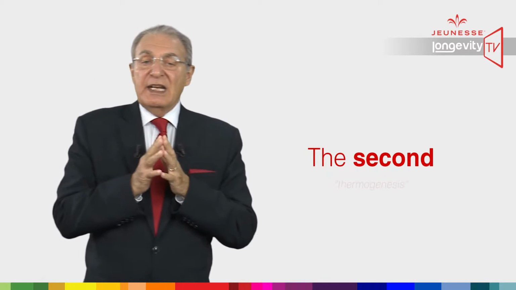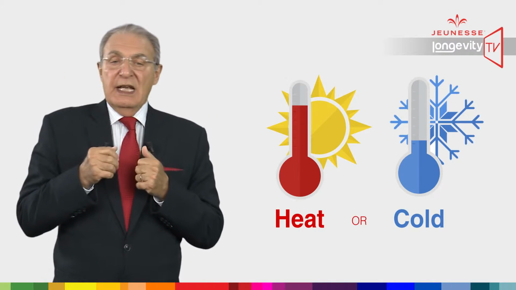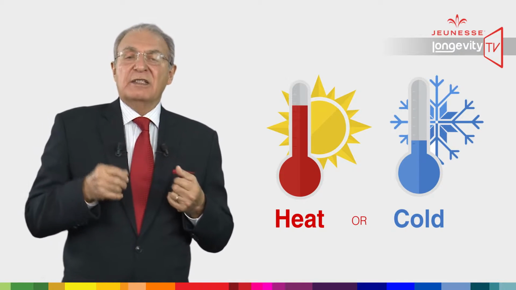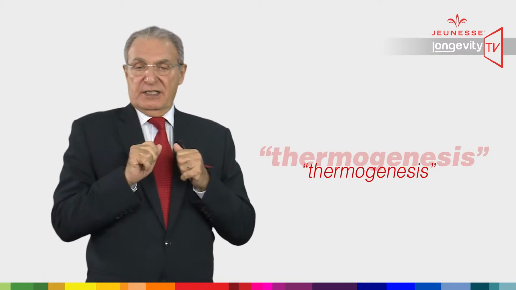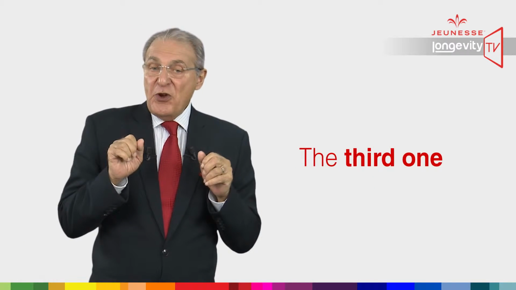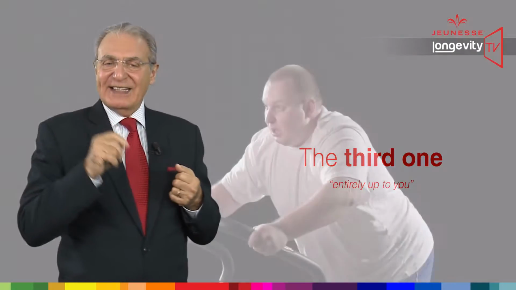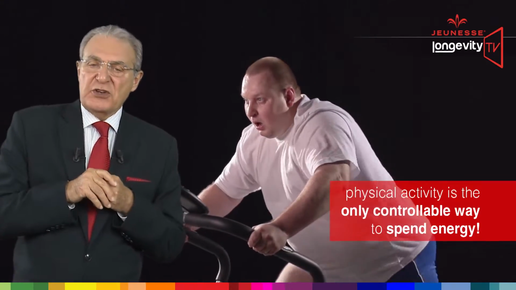The second spending is the necessary energy to fight against heat or cold. This depends on the environment and the way that you are protected against heat or cold. It is called thermogenesis. And again, you have little control over that. The third one is the energy required to move your body, and that is entirely up to you. This is to say that physical activity is the only controllable way to spend energy.